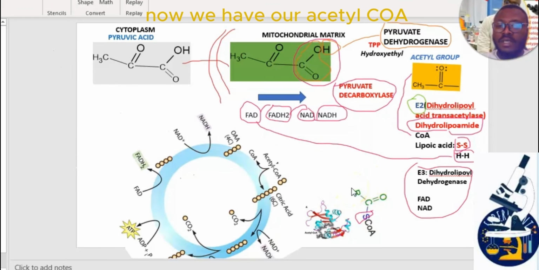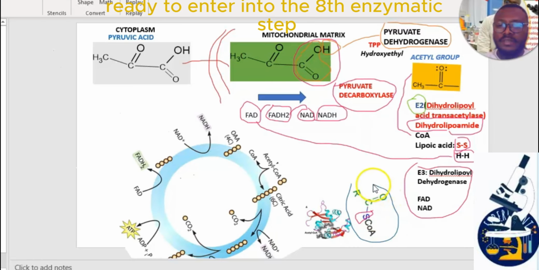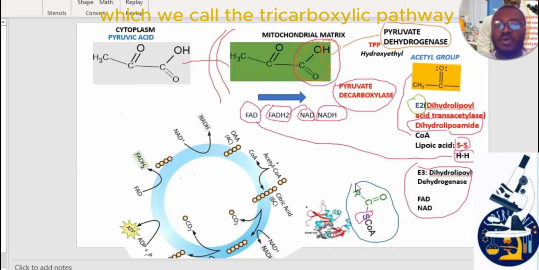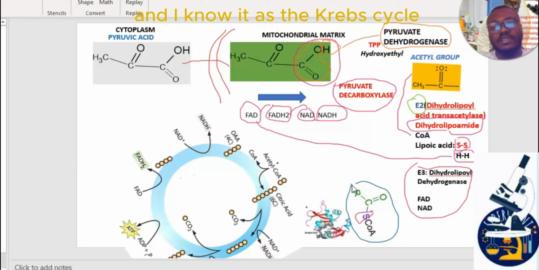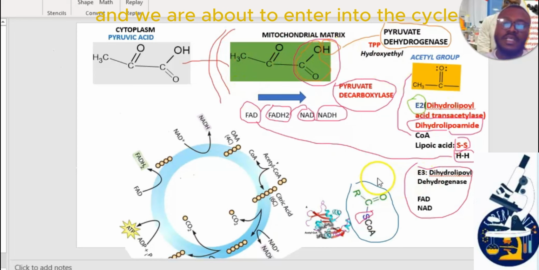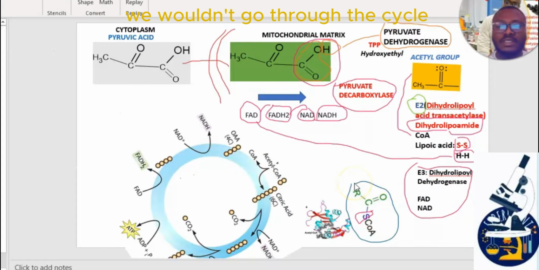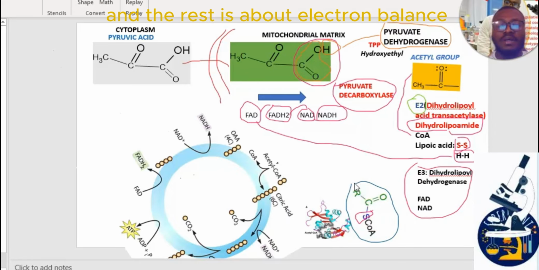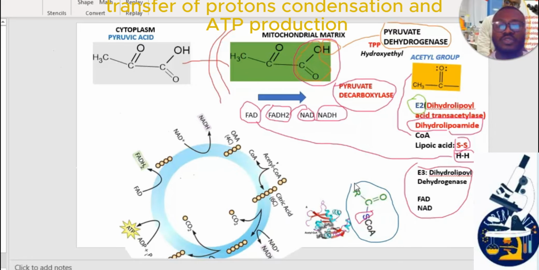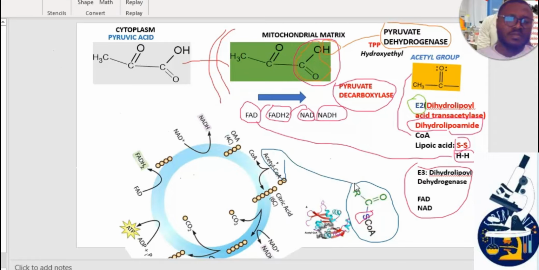Now we have our acetyl CoA ready to enter into the 8th enzymatic step, which we call the tricarboxylic pathway or the tricarboxylic cycle. People also call it the citric acid cycle, and I know it as the Krebs cycle. So we've finished a portion of it and we are about to enter into the cycle. We won't go through the cycle, I just want you to know the initiation into the cycle, and the rest is about electron balance, transfer of protons, condensation, and ATP production.